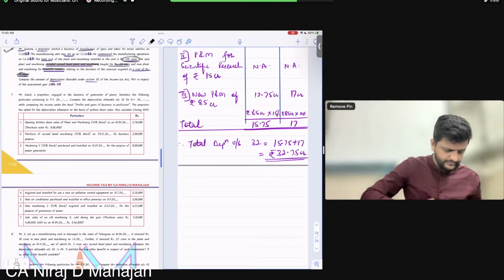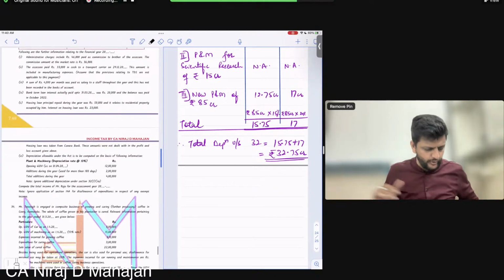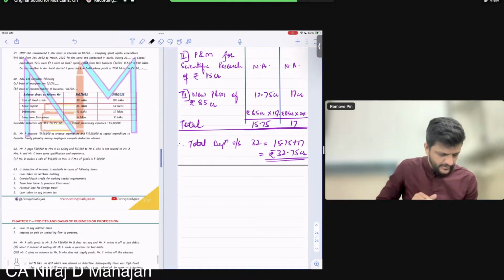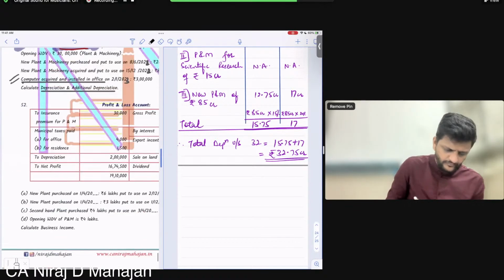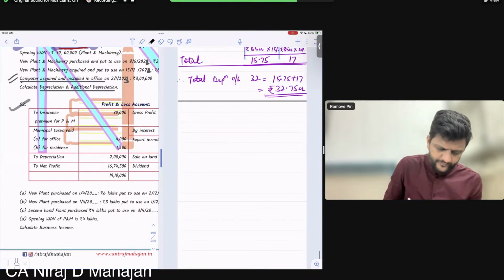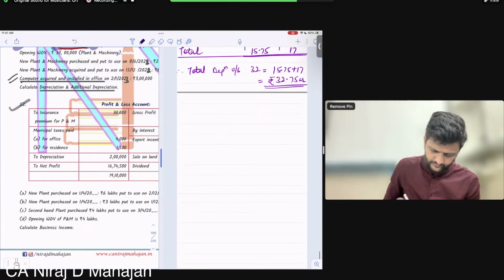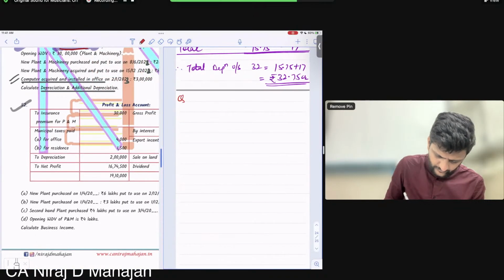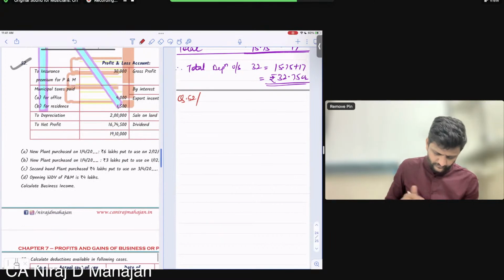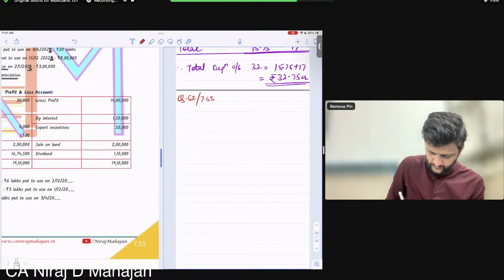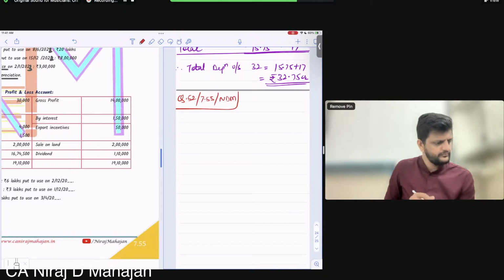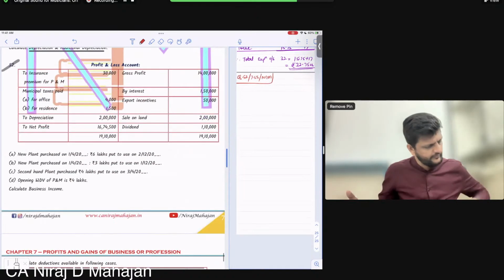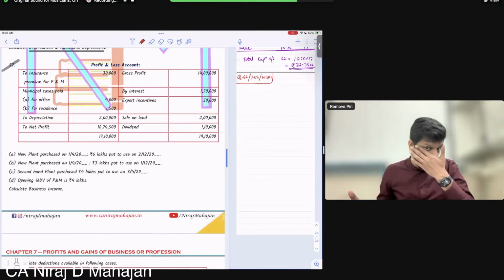Question number 52. If you want me to wait, just type a message wait, or you can unmute. 52. Ready? Good. Okay, Indrajit. Profit and loss account.